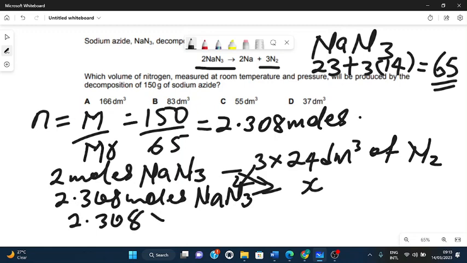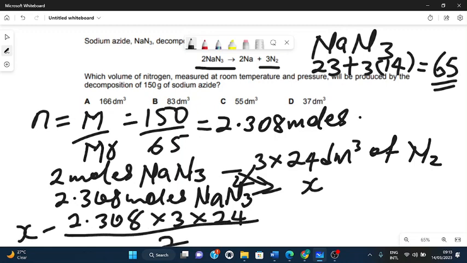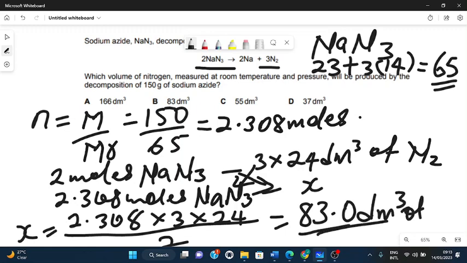So it will be 2.308 times 3 times 24 divided by 2, which will go to 83.01 dm cube of nitrogen. So we still arrive at the same answer. The answer is B. So please use any method you are comfortable with.